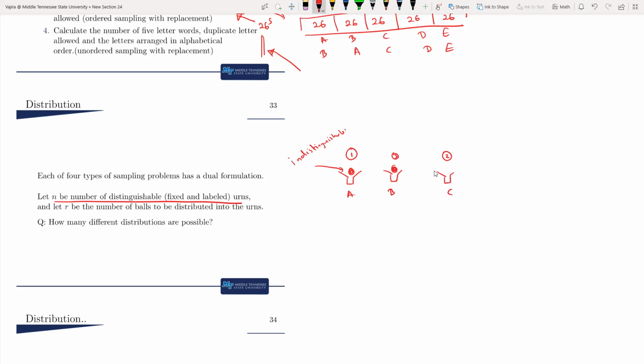Then you may allow duplicate or no duplicate, exclusive or non-exclusive. If it's exclusive, then you can have only one ball there. Okay, it's either like something like this or something like this. If it's non-exclusive, then you can have more than one, something like this or something like this. So the same question converted to a distributing problem. How many different distributions are possible?